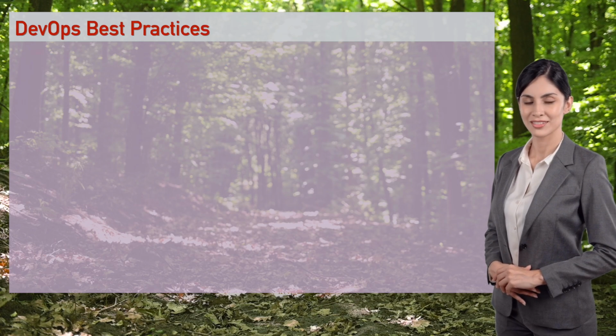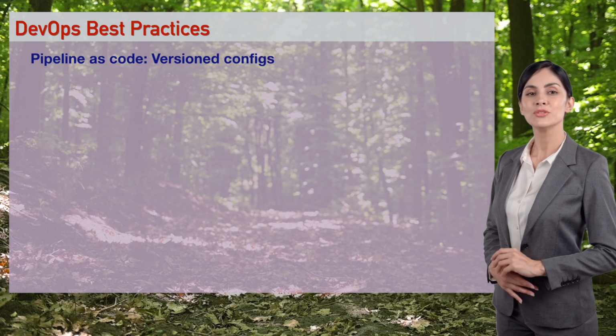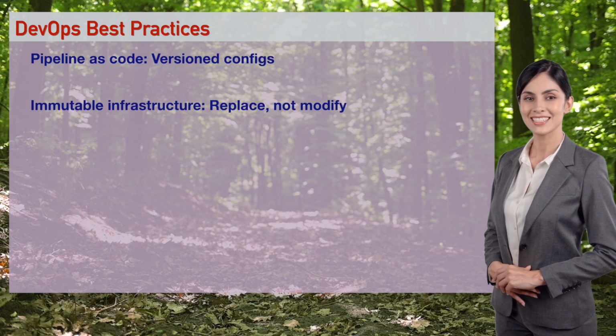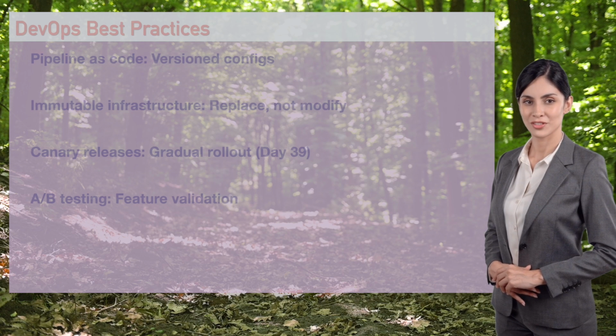DevOps best practices: treat pipelines as code for version control and collaboration. Use immutable infrastructure, replacing instances instead of modifying for consistency. Implement canary releases from day 39 for gradual traffic shifts. Conduct A/B testing to validate features with real users.